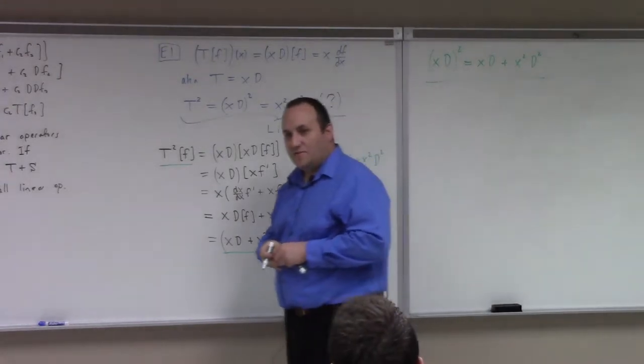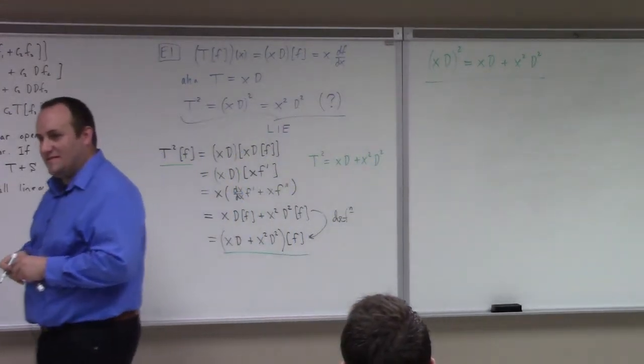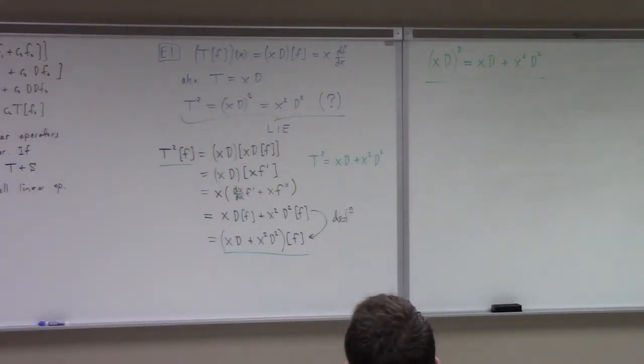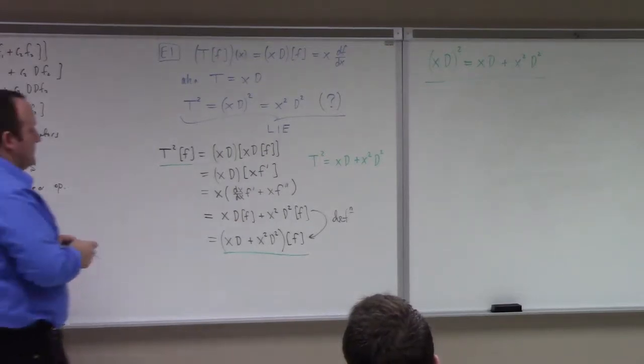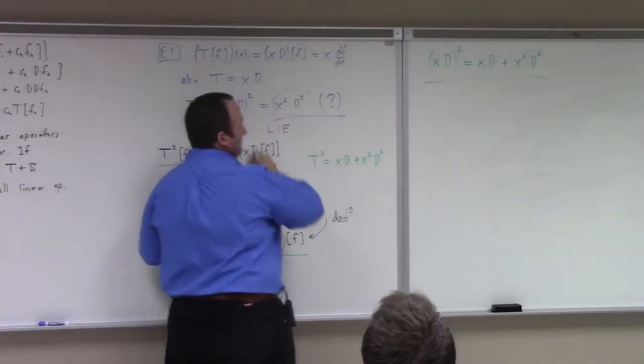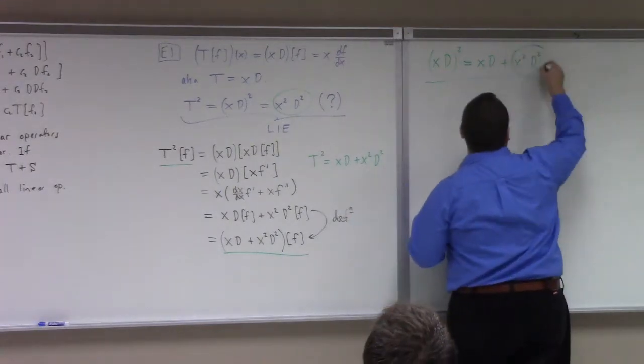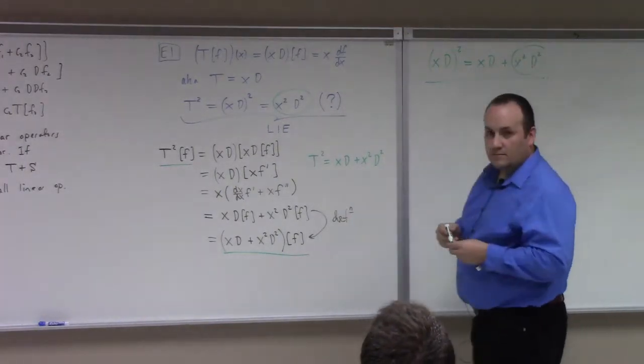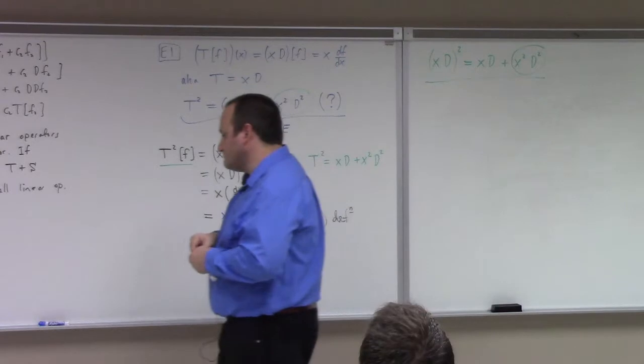Like I said, it's a half-truth, right? That's part of it, but that's not all of it. See, this is just part of it. There's also this piece. Why? Product rule.